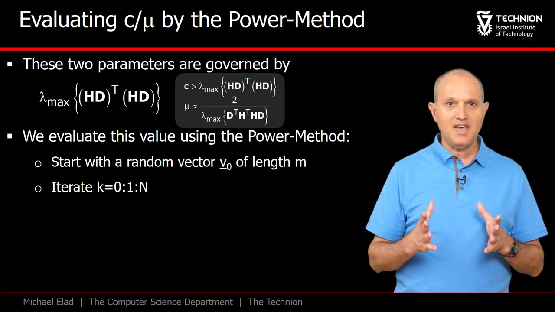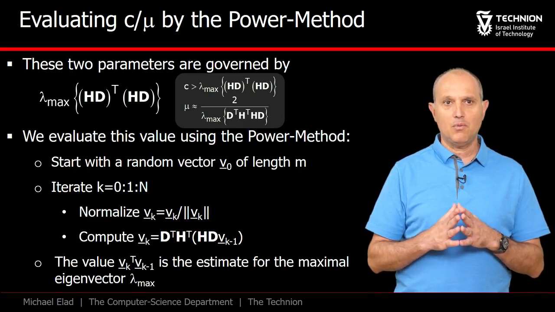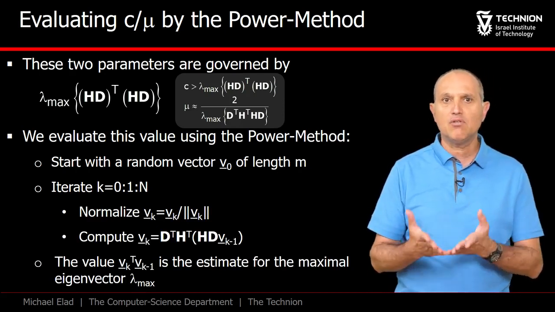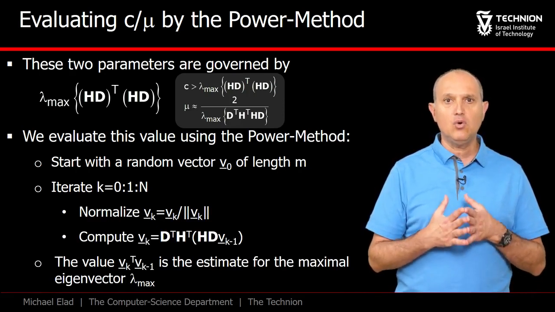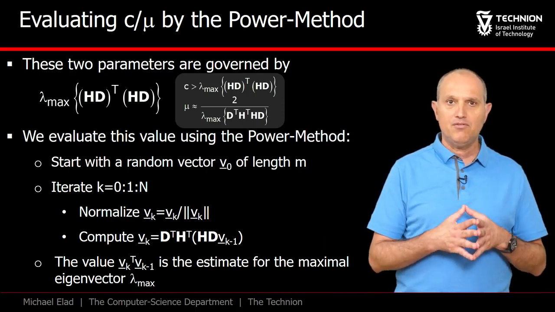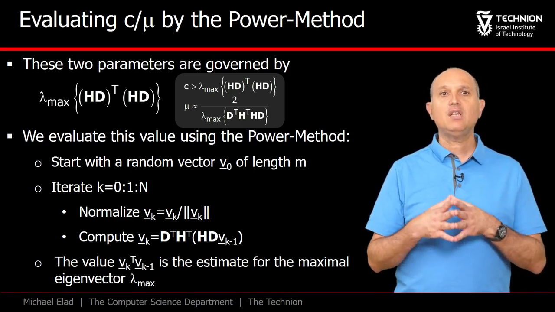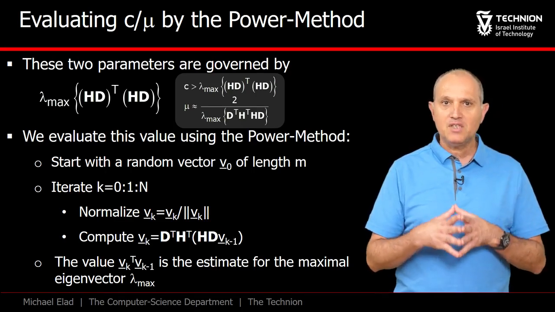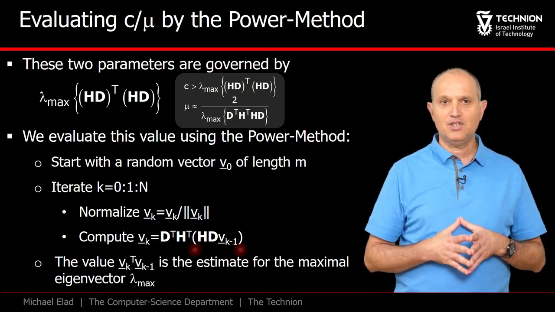How do we evaluate this eigenvalue? The answer is the power method. This algorithm starts with a random vector and iterates, normalizing it and then multiplying it by the matrix of interest. Note that in this multiplication you want to avoid the calculation of the matrix HD transposed times HD. You do so by first multiplying the vector v_{k-1} by HD and then multiplying the resulting vector by HD transpose. This way only matrix vector operations are done. This explains the parenthesis in the equation.